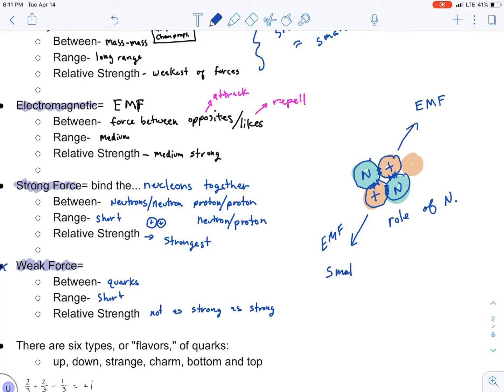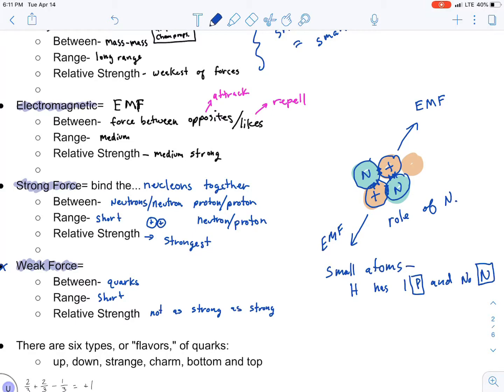Small atoms, it's not that important, right? Hydrogen only has one proton and no neutrons. Why? Well, there is an isotope that does have some, but it doesn't need them, because there's only one positive particle. It's not trying to separate anything.